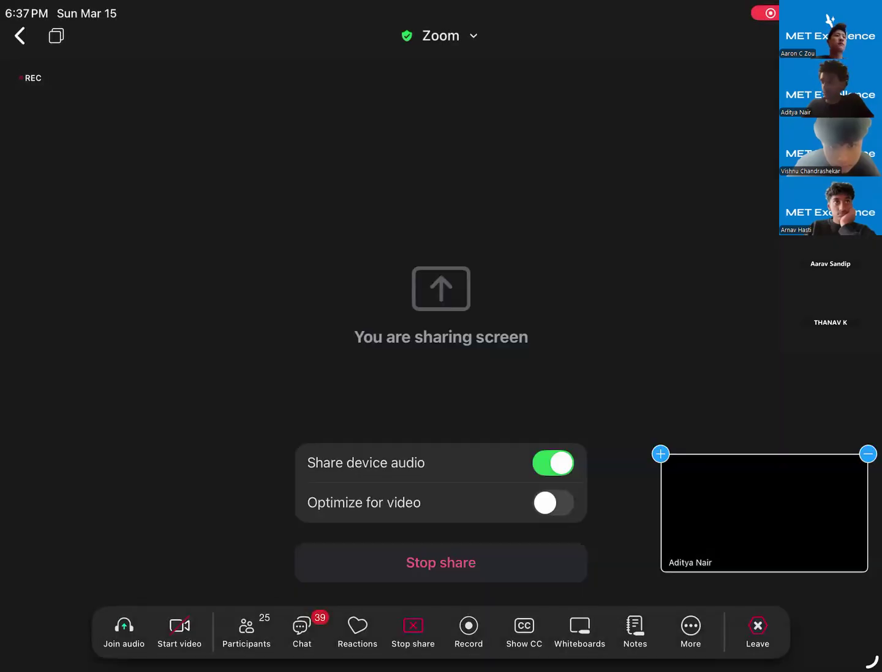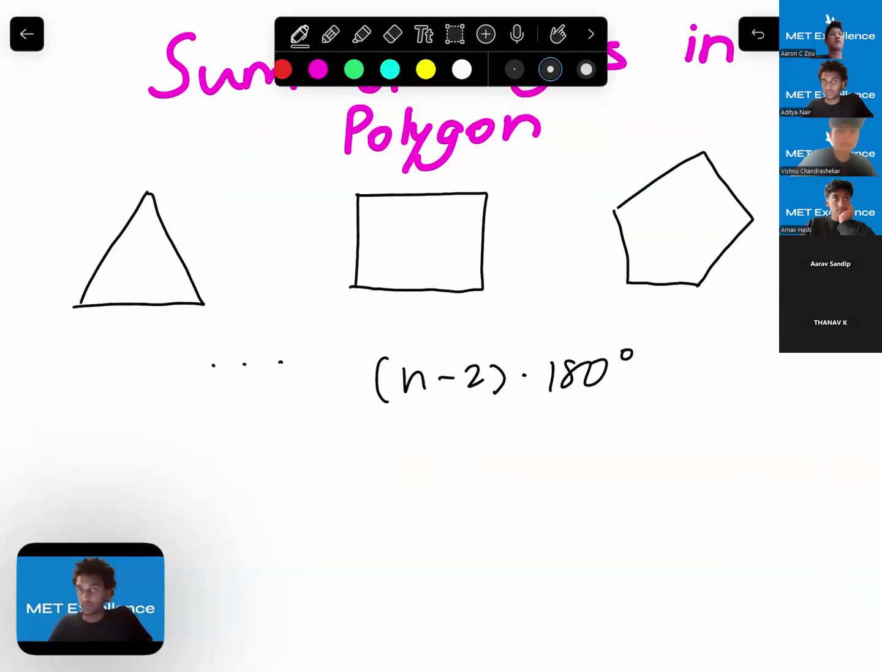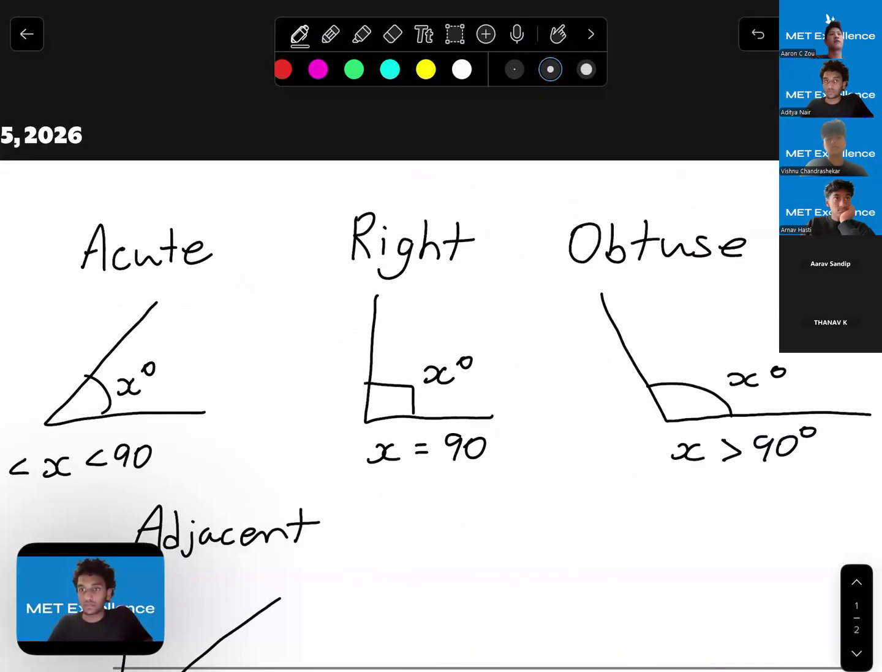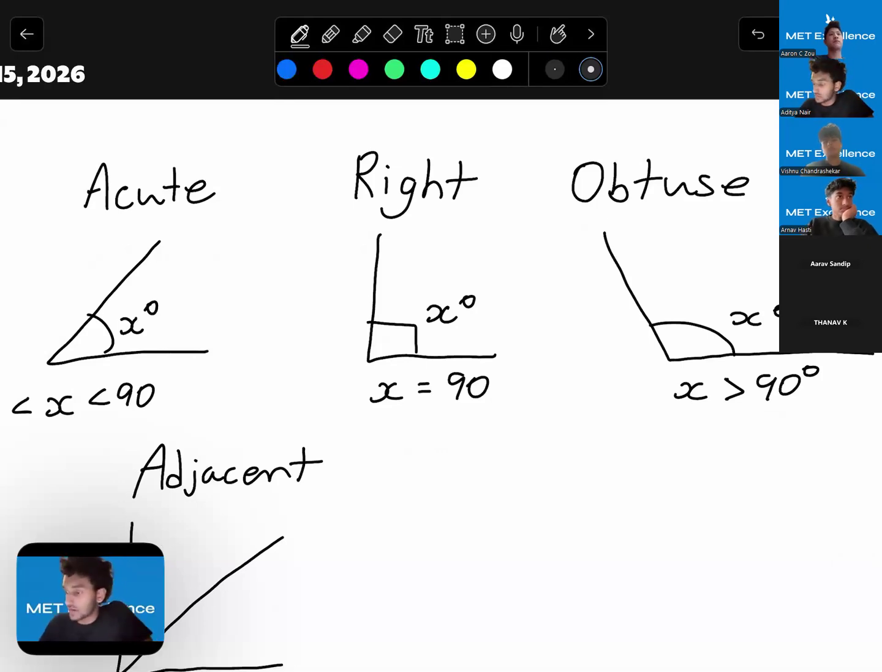Okay, just turn my screen. Okay, this doesn't lag too much.